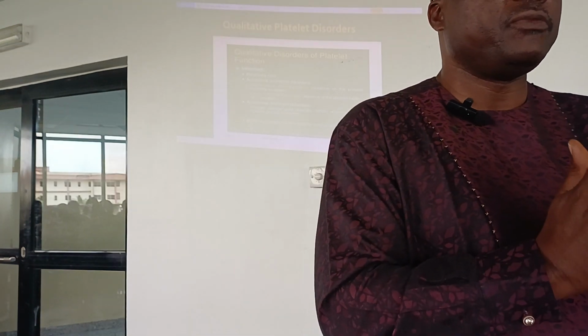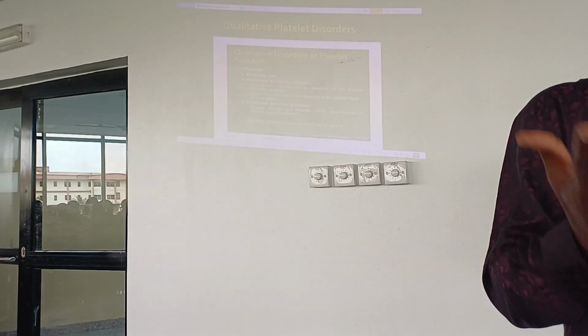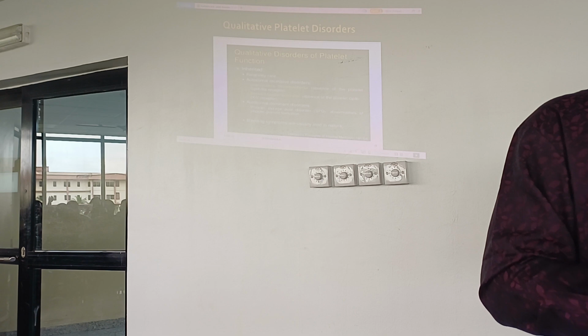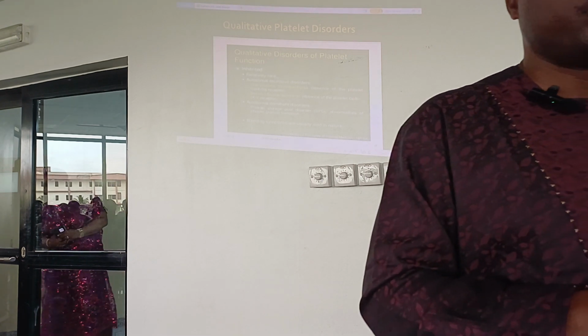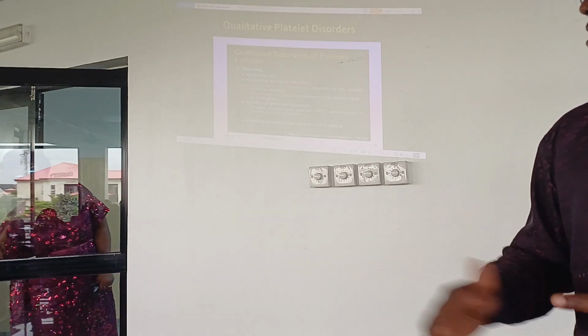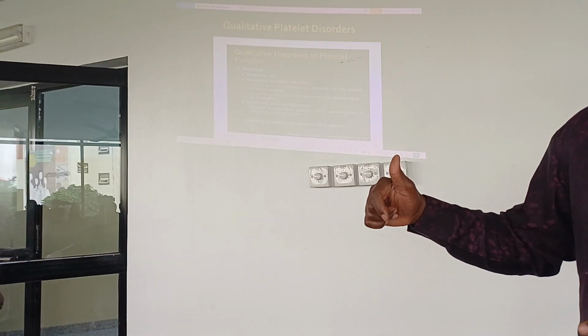Okay, 1B deficiency is Bernard-Soulier. Some people have an inherited deficiency of glycoprotein 1B, so it's going to affect adhesion.